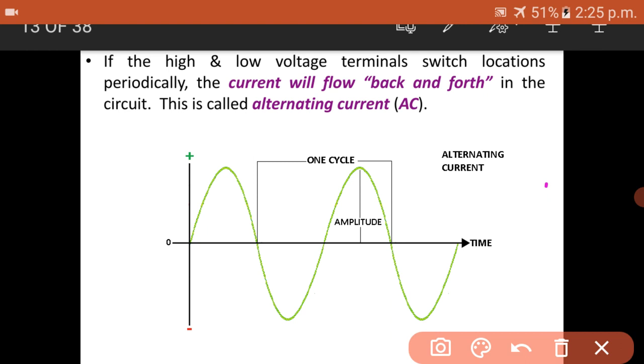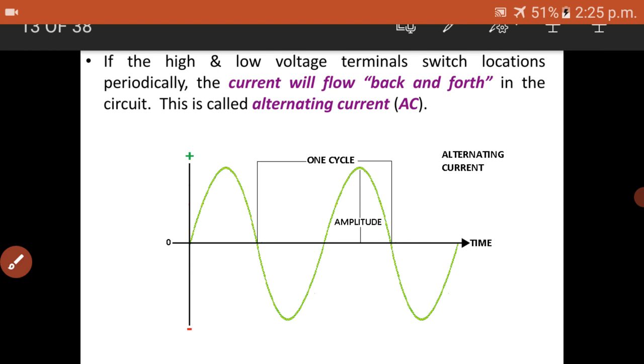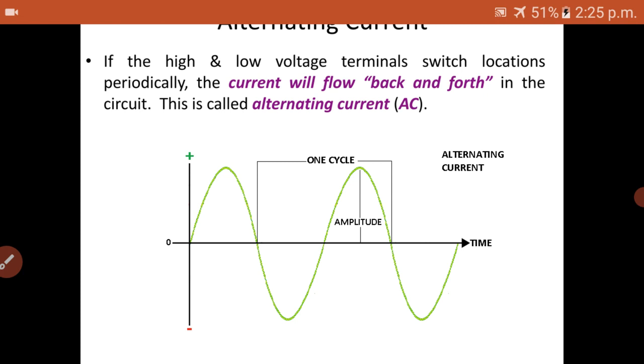If the high and low voltage terminals switch locations periodically, the current will flow back and forth in the circuit. This is called alternating current. Alternating current is nothing but bidirectional current.